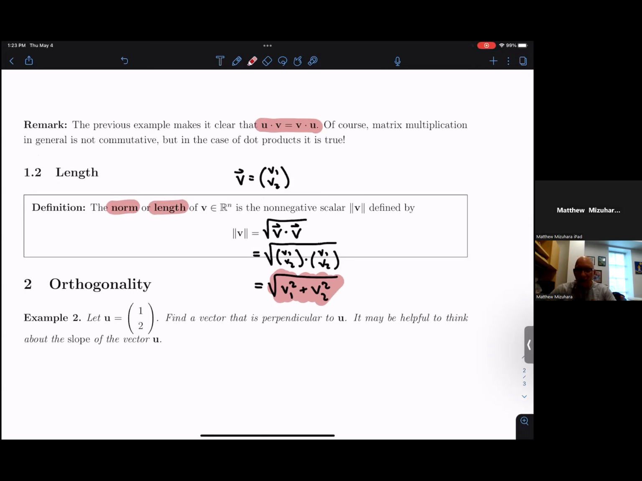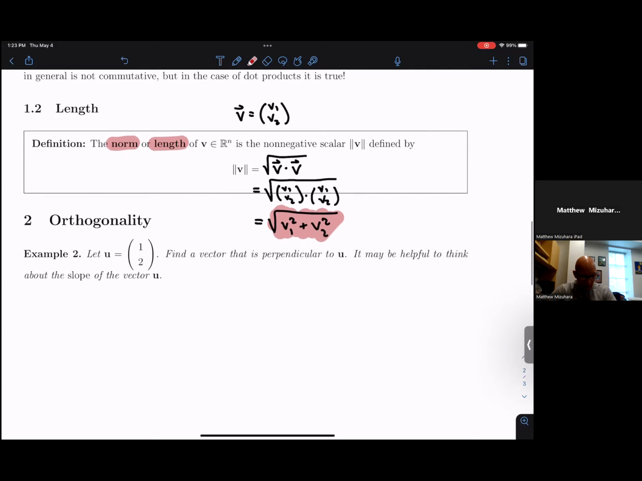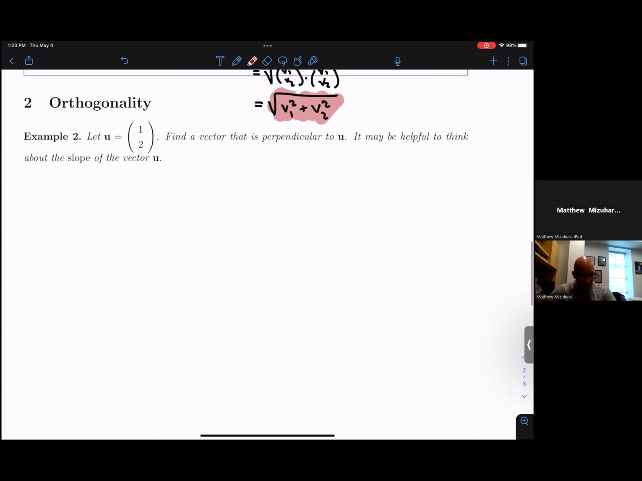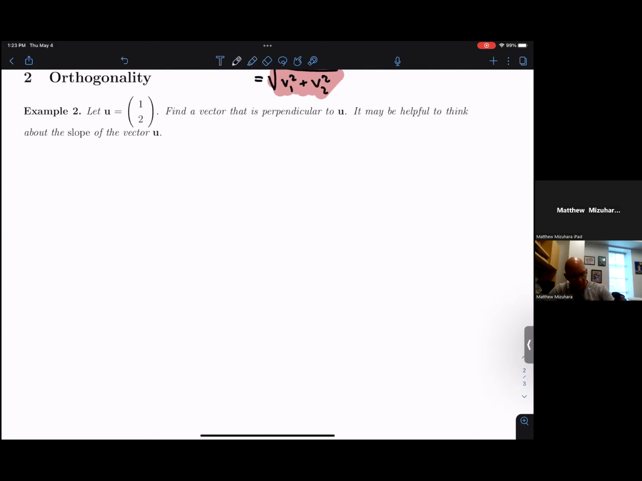Does it tell you anything else? Well, yes, it turns out inner products will also be helpful in helping us understand orthogonality. So what is orthogonality? To motivate it, let's do an example. So I have this vector u, which is the vector (1, 2). Let me go ahead and draw that. So it's 1 across, 2 up. Here's my vector u, (1, 2).